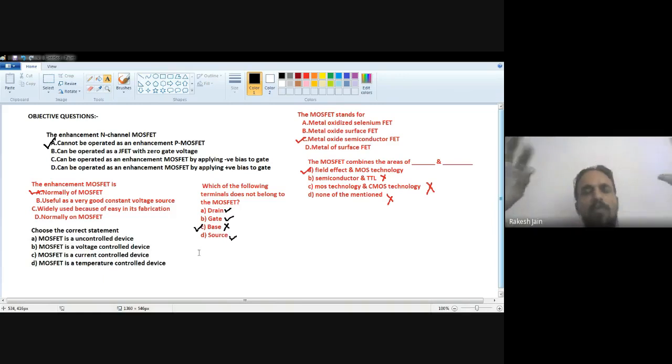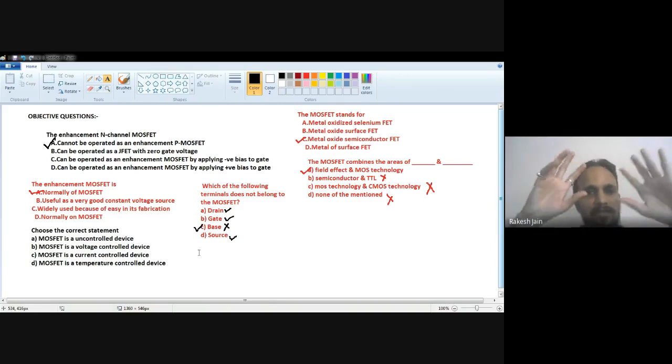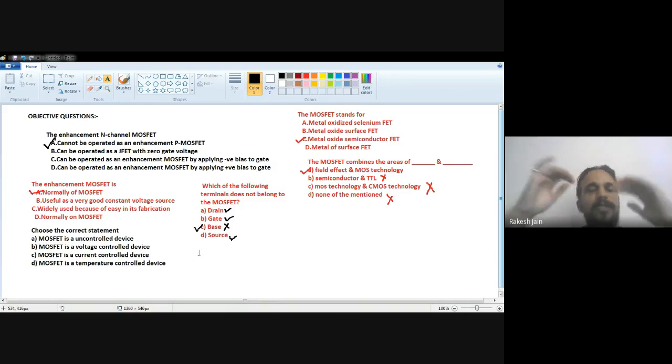Because till now whatever we studied in the MOSFET, we didn't say anything related to temperature. It means it is not related with temperature control. It is not a temperature control device. It is not a current controller device, because at the output we take out the current, but it changes due to the change in applied input voltage. That's why the main element is not the input current or output current, it is input voltage. That's why it is not a current control device.